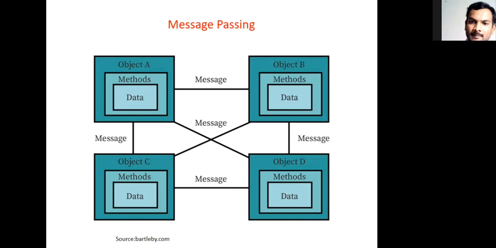Another one is message passing. Once we have the objects, they can communicate with each other by sending messages. And here we have four objects, and each object is associated with two things. One is data, another one is methods. The data is nothing but the instance variables, whereas a method is a function which is used to perform some task by using the data present in the classes.